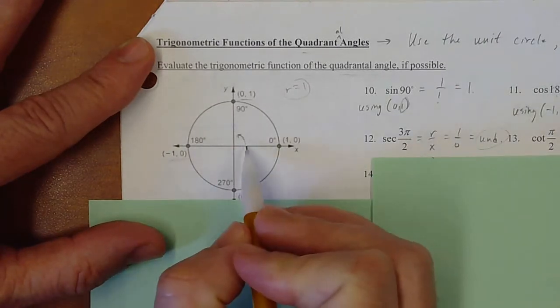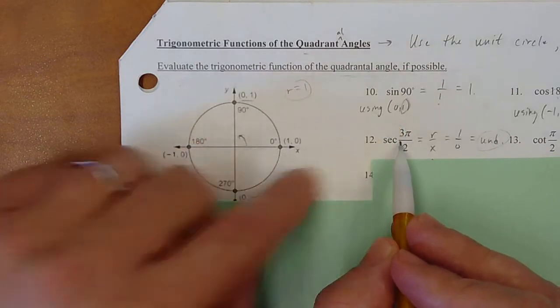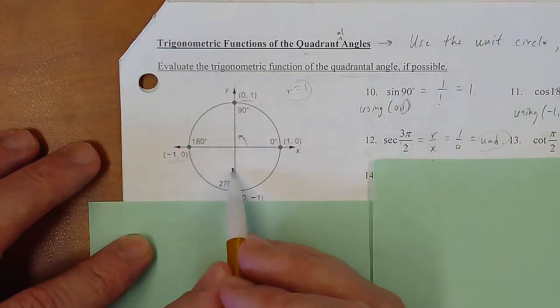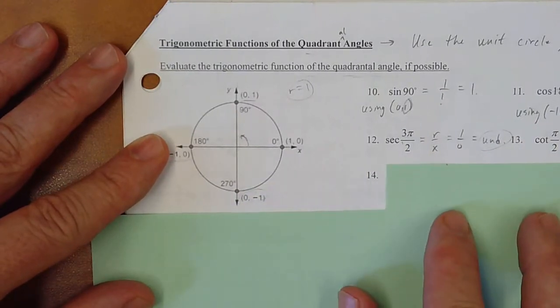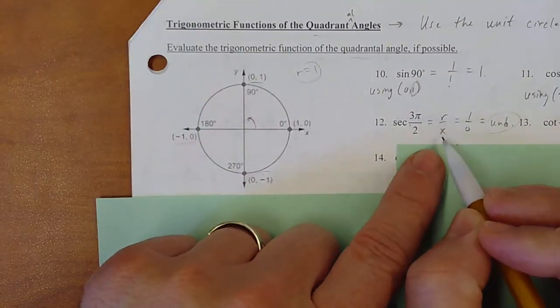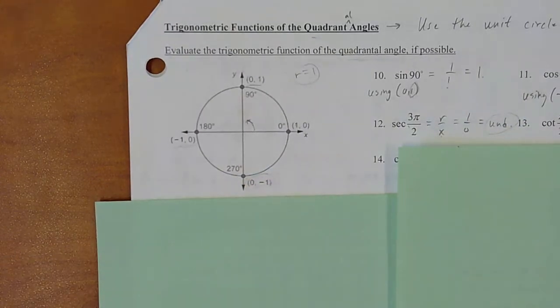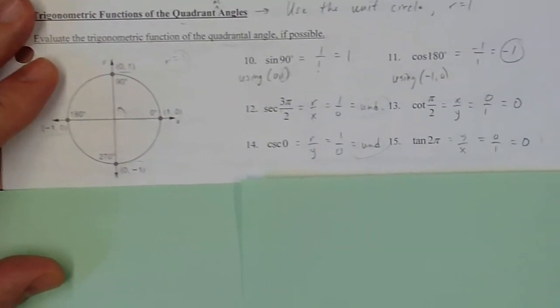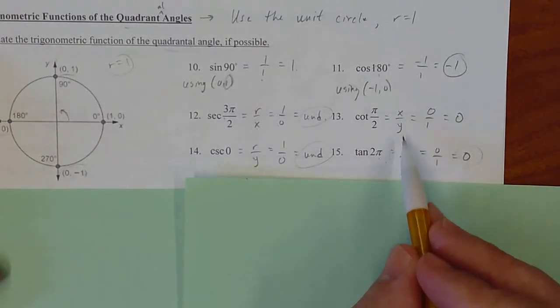Secant of 3 pi over 2. Find your angle. That's 270 degrees, or think about it as pi over 2 3 times. So 1, 2, 3, right here. Okay, so here's the coordinate I need to use. 0, negative 1. Secant is r over x, so the radius is 1, and the x value is 0. So it's undefined. Okay, those go pretty quick. You try those last 4, and then I'll show you the solutions. Okay, here's the other solutions. Check your work. If not, check the definition.